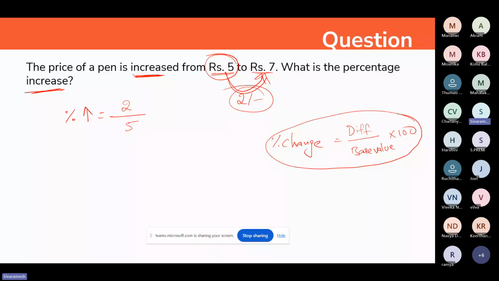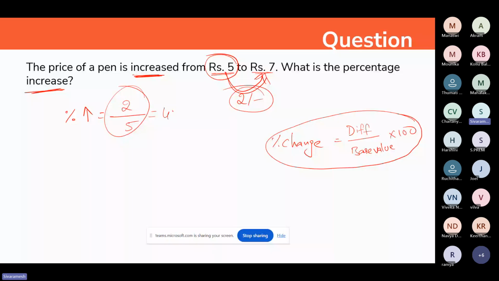Okay, so 5 rupees to 7 rupees it is becoming, right? So I cannot say that 7 rupees to 5 rupees it is getting increased, because 7 rupees to 5 rupees means it is decreasing. So when it is increasing, from which value is it increased? From 5 rupees it is increased. So 2 by 5. Again, no need to multiply by 100 and all these things. Very simple. You can directly say that 2 by 5 means 40%.